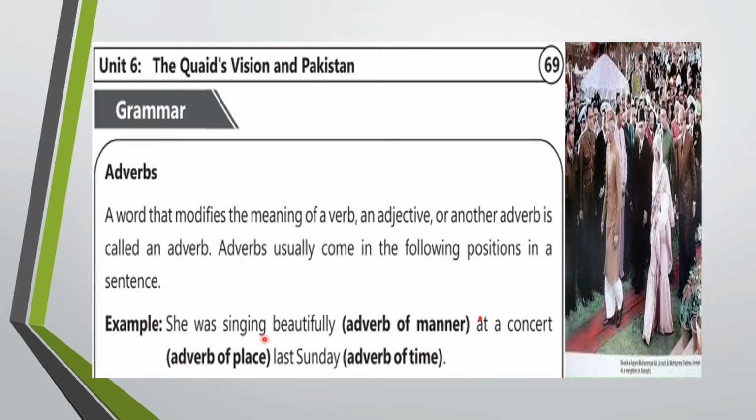She was singing beautifully at a concert last Sunday. Now, look at these three words, beautifully, at a concert, last Sunday. What are they doing here? What is their function here? They are adding to the meaning, or they are intensifying, or they are modifying the word singing, which is verb here. She was singing beautifully at a concert last Sunday. So these three words are adverbs.